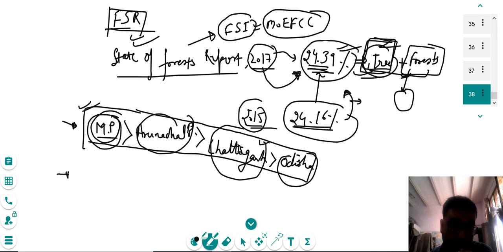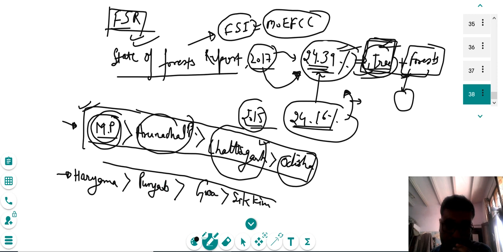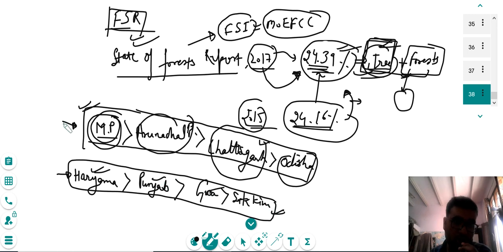Now when it comes to the least forest cover among the states, excluding the union territories, the least forest cover is in Haryana, right? And this is followed by Punjab, and then you have Goa, and after that Sikkim. So this is the sequence: Haryana has the least forest cover, then Punjab, and then Goa, and then Sikkim. Okay, so this is the third fact about the State of Forest Report.